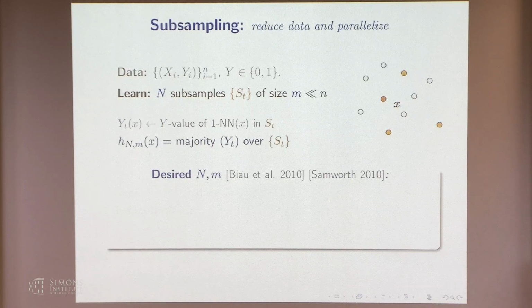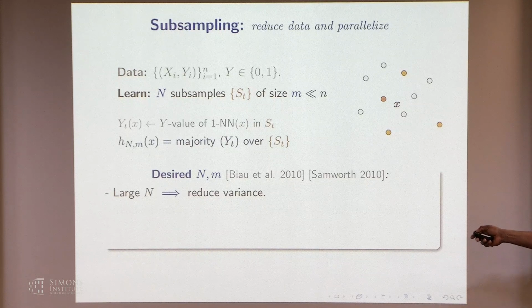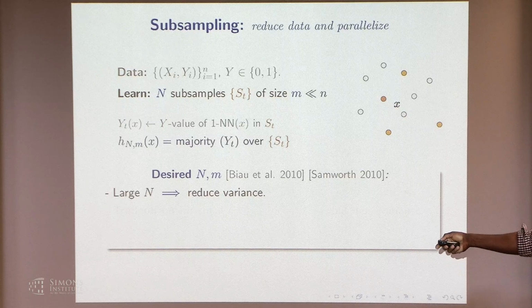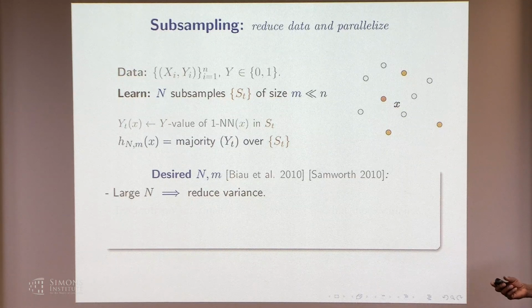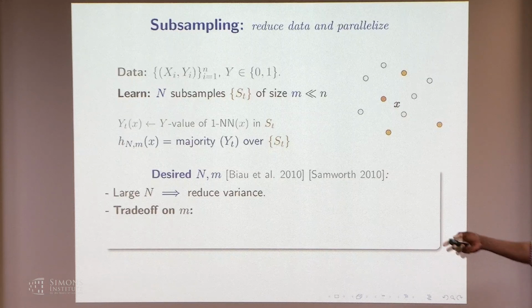Now there are these two parameters, big N and little m, and how do you choose them? That's really the big problem in practice. Biau and Samworth, Bérard et al. had a lot of really nice analysis of this. How do you choose n and m? Obviously, large n would reduce variance. You want a fairly large n to reduce variance. And then, interestingly, there is a trade-off on little m, on the subsample size.